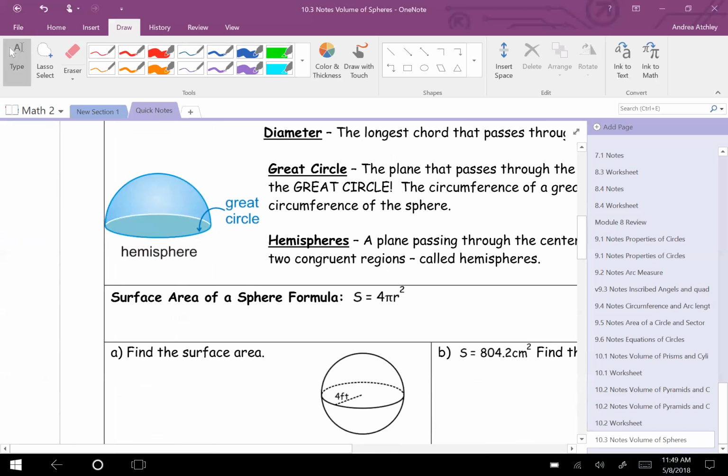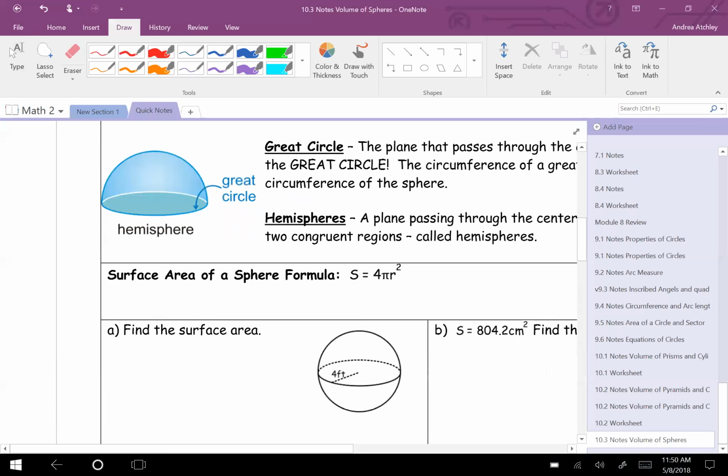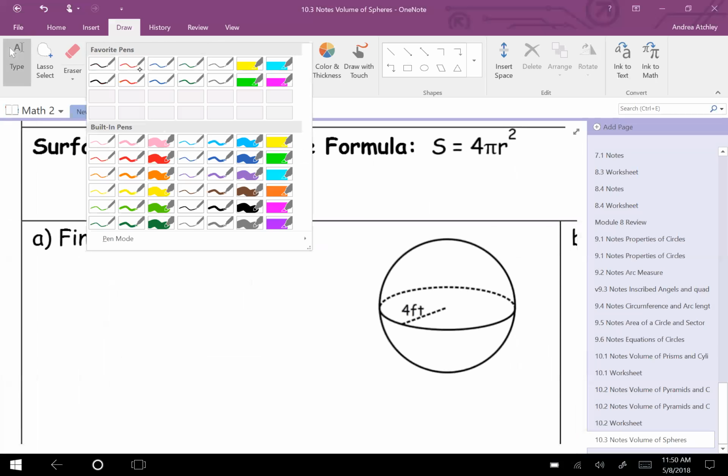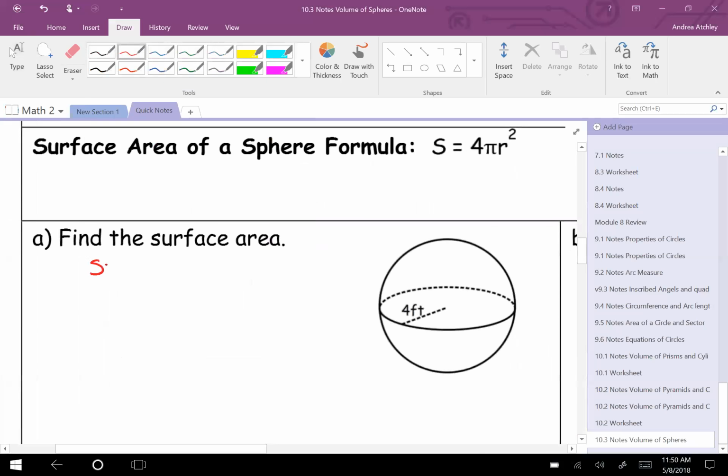The surface area of a sphere formula is surface area equals 4 pi r squared. Remember, surface area is just if I took a baseball and wanted to paint all the outside. It doesn't fill it up, it's just the area on the outside. So I'm going to find the surface area of the sphere. Surface area equals 4 pi r squared. Again, highlight or underline it. You want to memorize that formula, just like we've memorized all the volume formulas, we need to memorize the surface area formula of a sphere.